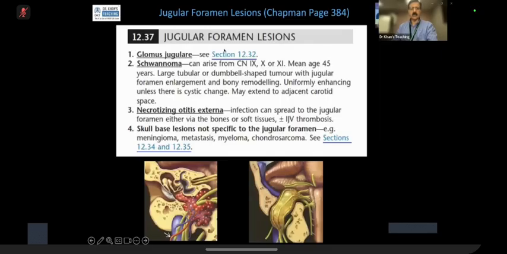Now, this is jugular foramen lesions. Look at this picture, and this picture versus this picture also tells you. Schwannomas, anywhere, they cause expansion of the bone. They do not cause destruction, rib notching and scalloping and all those things.